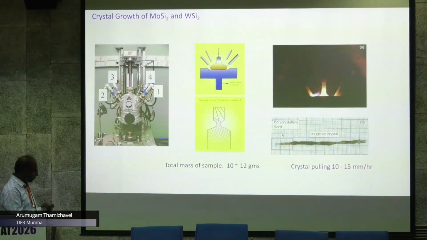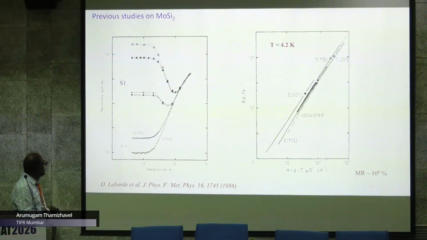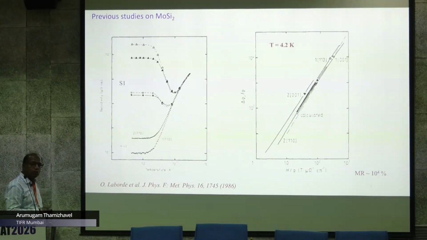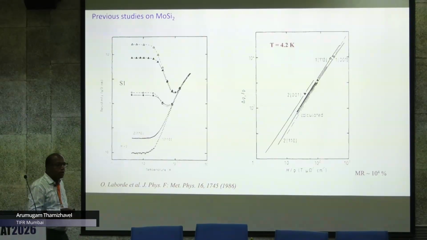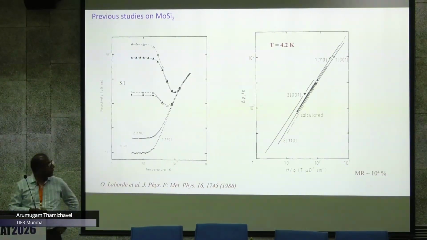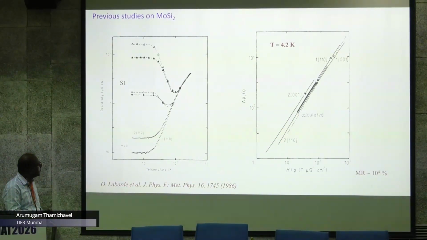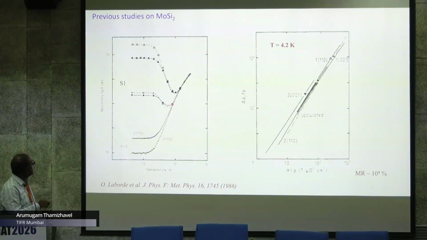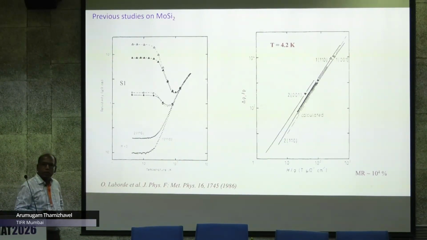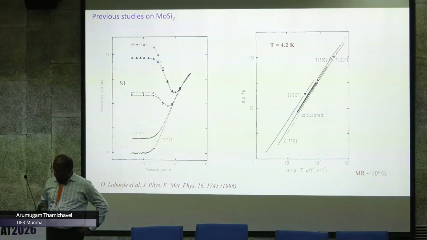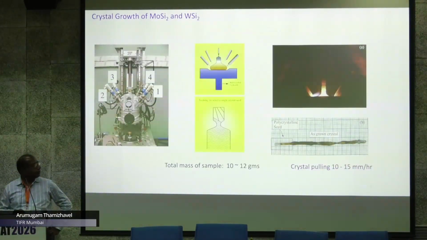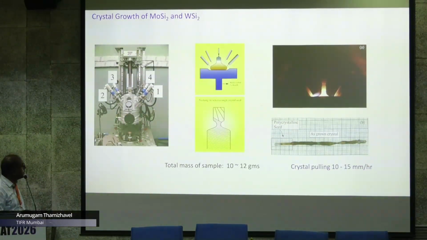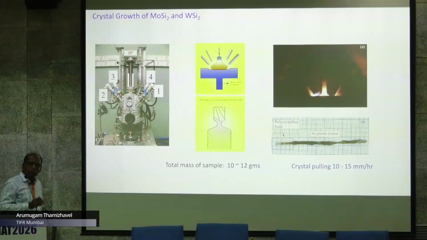So in this connection, we wanted to look into MoSi2, which is a semi-metallic system. When we checked the literature, only one paper was available, from 1986, and it showed a large magnetoresistance in a field of about 9 Tesla. So we wanted to grow these single crystals, and we wanted to study the Fermi surface properties of this compound. As I told you, this compound is a congruently melting compound.